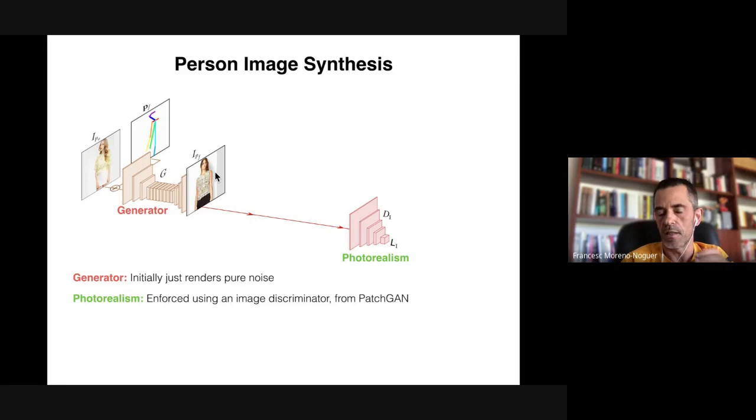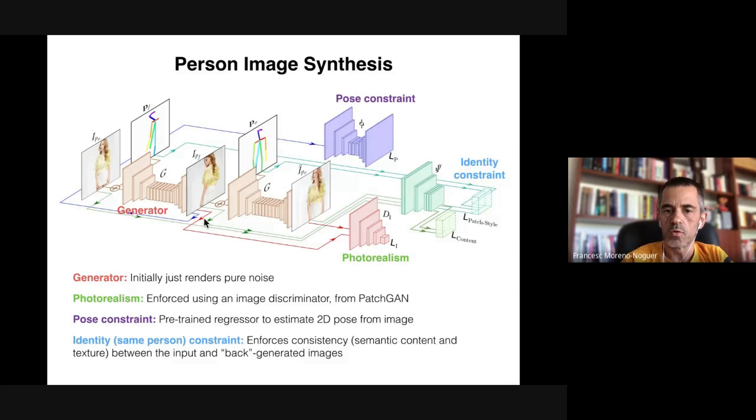But we do not have that. What we did instead was a very simple trick called cycle consistency. Basically, we applied the same generator, but trying to recover the original image. So we conditioned this second generator with the initial pose, and we tried to recover the initial image. And now we could apply this cycle consistency to train everything together.